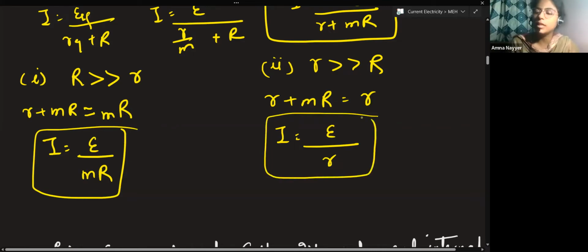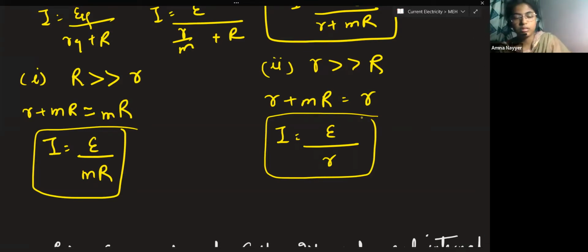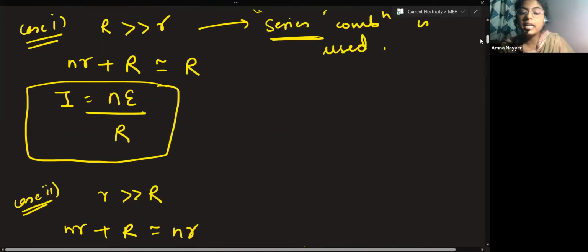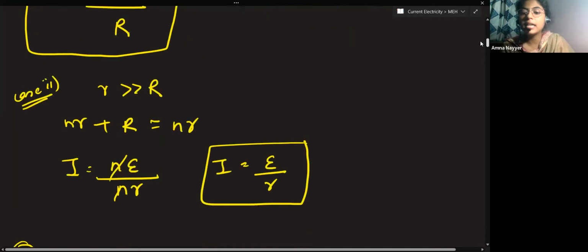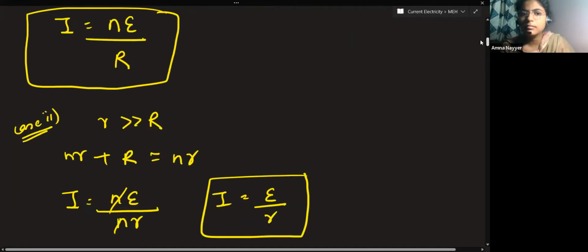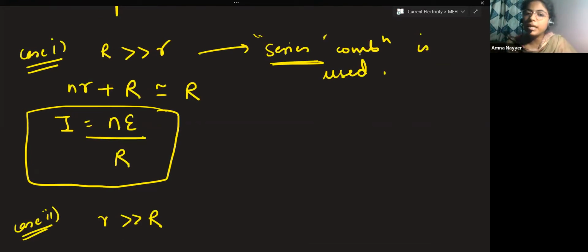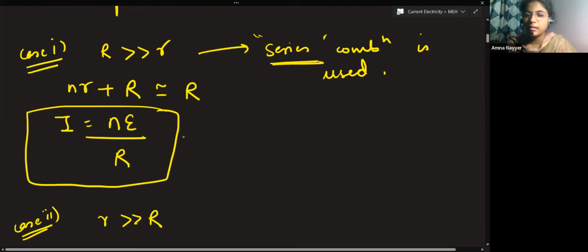These are the two terms that we write. Now I will tell you what I was telling in case of the combinations that we choose. See, is NE divided by R greater or E divided by R greater? NE divided by R is greater. So we choose series combination because we get the maximum current. This is the maximum current. That's why we choose series combination if external resistor is greater.